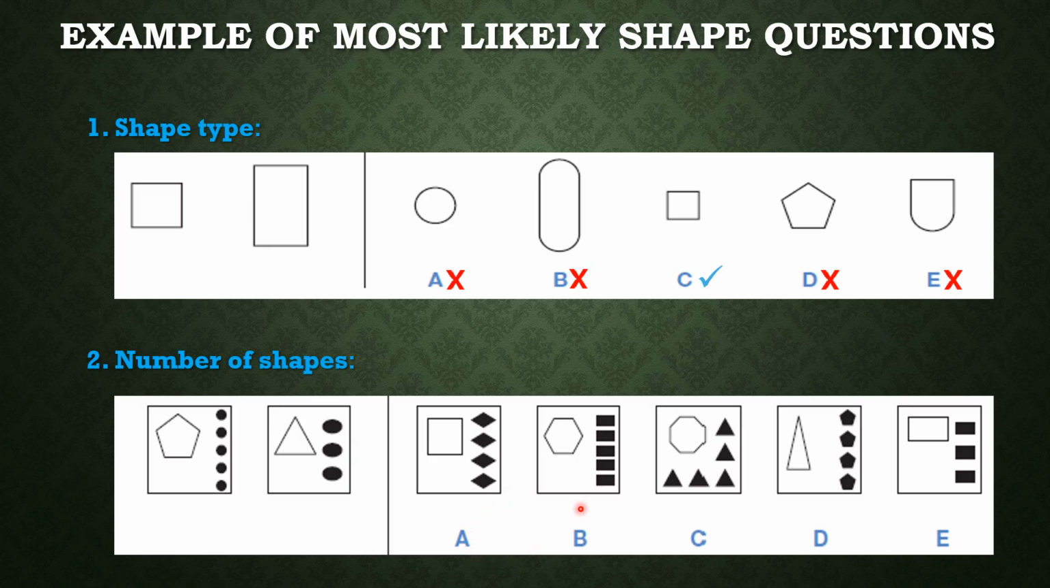Then let's check the other ones. Here we have a hexagon, but the rectangular shapes are only 5. Similarly, here we have an octagon, but the dark triangles are only 5. Similar is the case here. It's a triangle, with 4 pentagons and 1 rectangle, but we have 3 dark rectangles. So the answer should be A here.